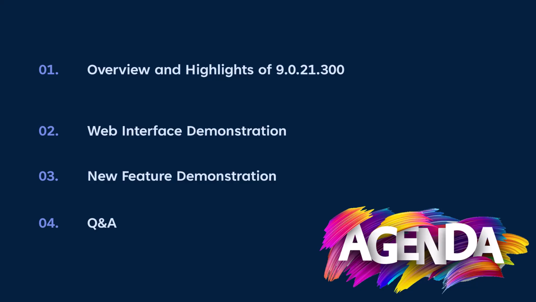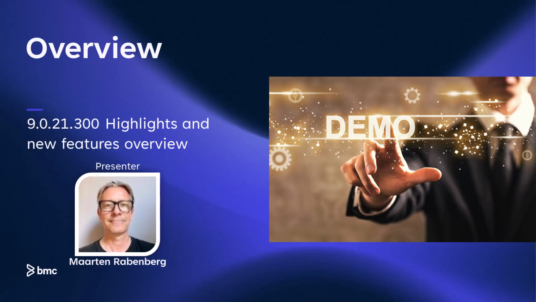Today, we'll explain the topics you see here regarding an overview and highlight of Control M version 921-300. We'll demonstrate new features added into our Control M web interface like server administration and new viewpoint types and more. Afterwards, we'll take your questions during the Q&A session and give you the opportunity to provide your feedback. For our first demonstration, Martin will take us through and highlight several of the new features included with 921.300. Martin, please go ahead.